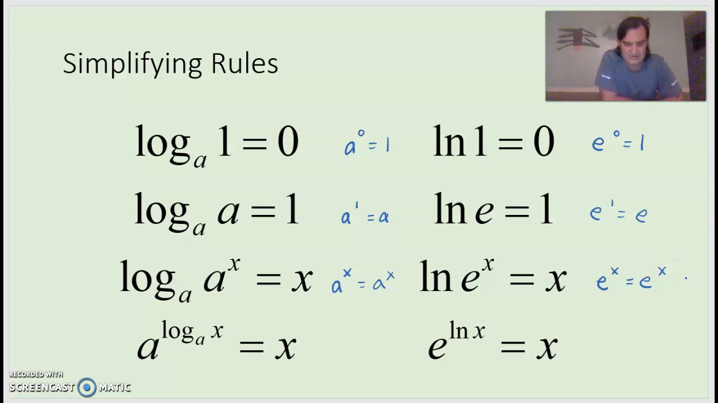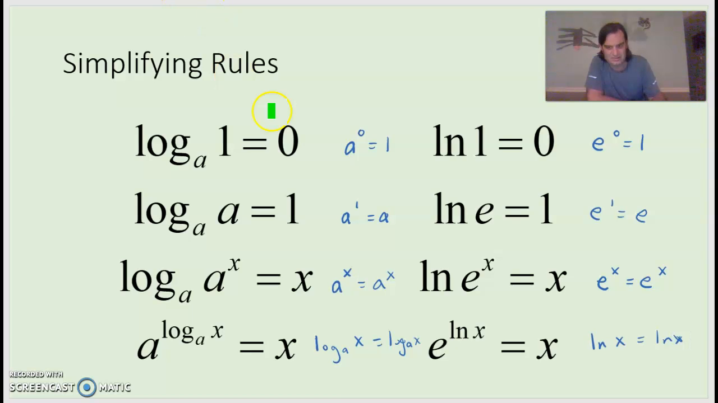The last row here, a raised to the power of log base a of x equals x. So that was an exponential form, so I'm going to change it to a log form. It would be log base a. And what goes inside the argument? The x from this side equals the exponent, log base a of x. So it makes sense. The other one, e to the natural log of x equals x. So once again, that's in exponential form, so I can write it in log form: ln, for base e, of x equals natural log of x.